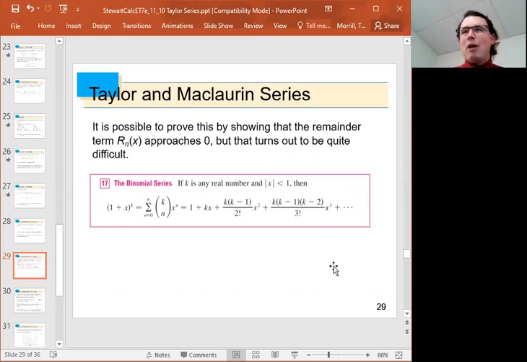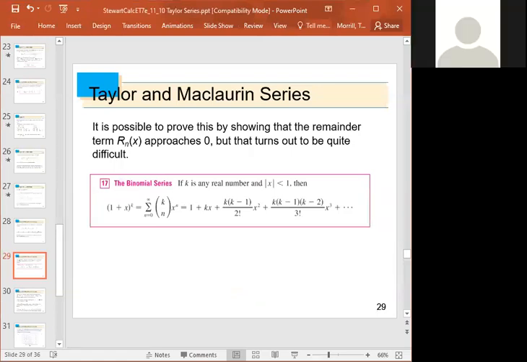If I stop anywhere, I'll just get a polynomial. That polynomial will approximate the function that I care about. And in the limit, this infinite series will be exactly equal to 1 plus x to the power k. And again, this will work for k, whether that's a whole number or real number.